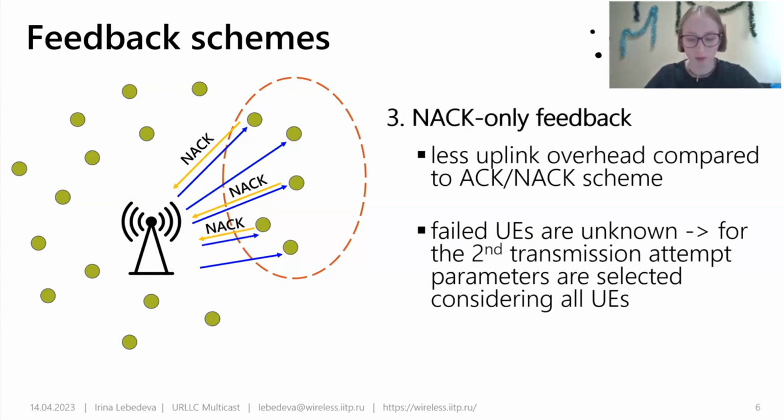The third scheme, called NACK-only feedback, can be considered as the intermediate solution between the previous two. The base station configures a single uplink resource in which only the UEs that have failed to decode the transmission send NACK. Therefore, with this scheme, the gNB schedules HARQ transmissions, but doesn't know which particular UEs required it.